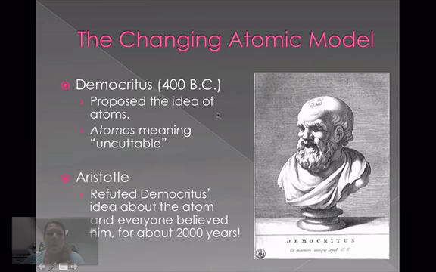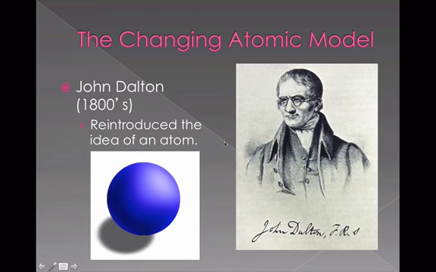If we look back at Democritus, which was in 400 BC, he's the first one who proposed the idea of an atom. So he said that all matter is made up of atoms and that atoms are indestructible, and he said that you couldn't cut them down any further. That lasted until Aristotle. Aristotle said that he was wrong, and everyone believed Aristotle, and it stayed that way for 2,000 years. That's when John Dalton came along in the early 1800s.